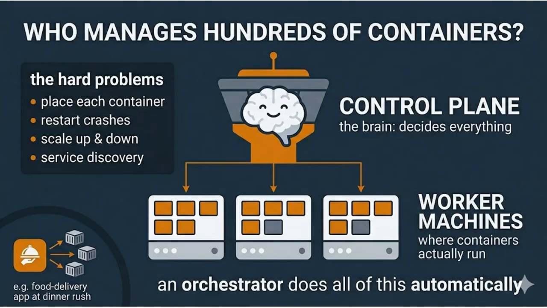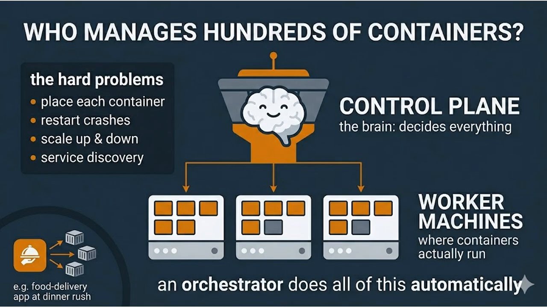Running one container is easy, but real apps run dozens or hundreds across many servers, and that's where it gets hard. Which server does each container go on? What happens when one crashes? Who notices and restarts it? How do you scale up at lunchtime and back down at night? How do containers find and talk to each other? That's called service discovery. How do you roll out a new version without downtime? Doing all of that by hand is impossible.